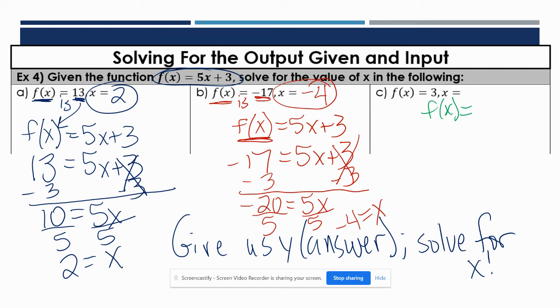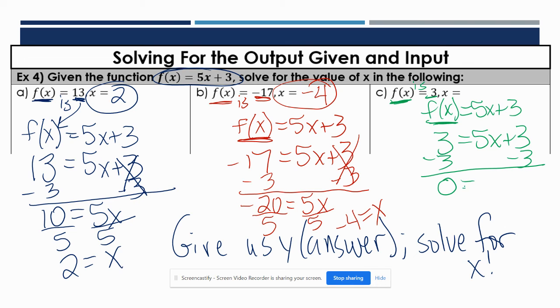Using again the same equation here, they're saying f of x is 3. Changing f of x with 3, solve for x. The opposite of +3 is subtracting 3. 3 minus 3 is 0. Keep the 5x. 3 minus 3 is 0. The opposite of multiplying by 5 is dividing by 5, and 0 divided by 5 is 0. So x is 0.